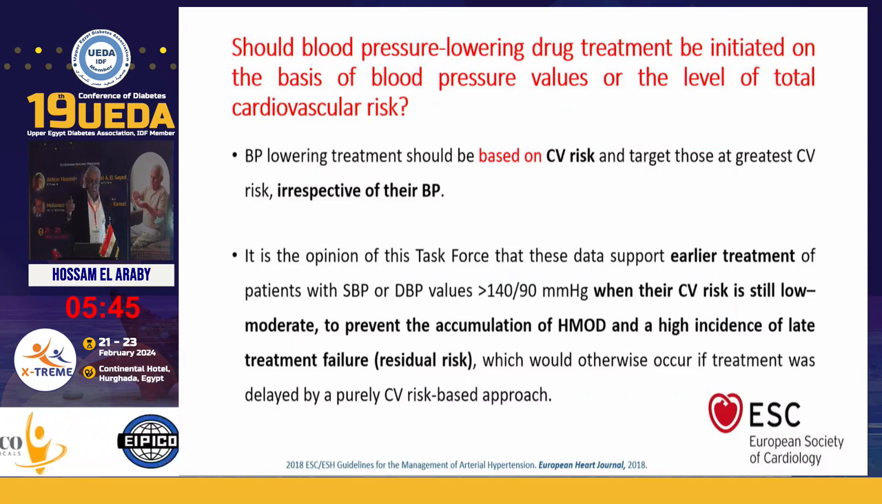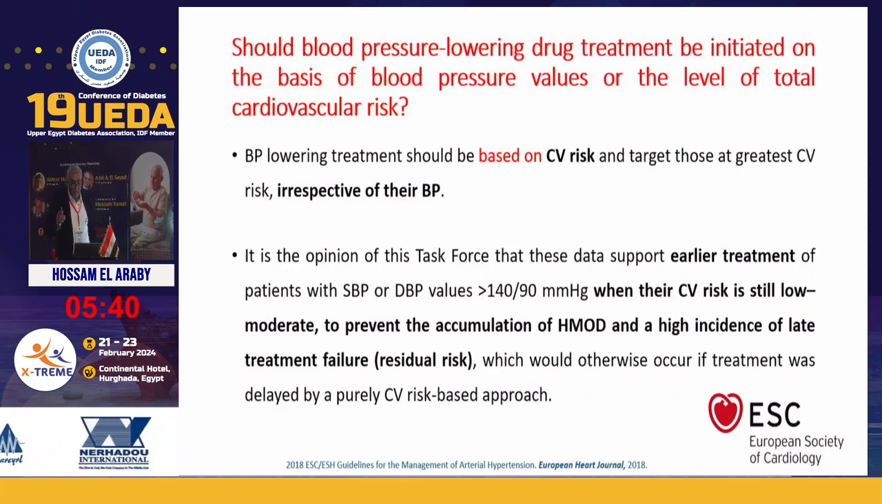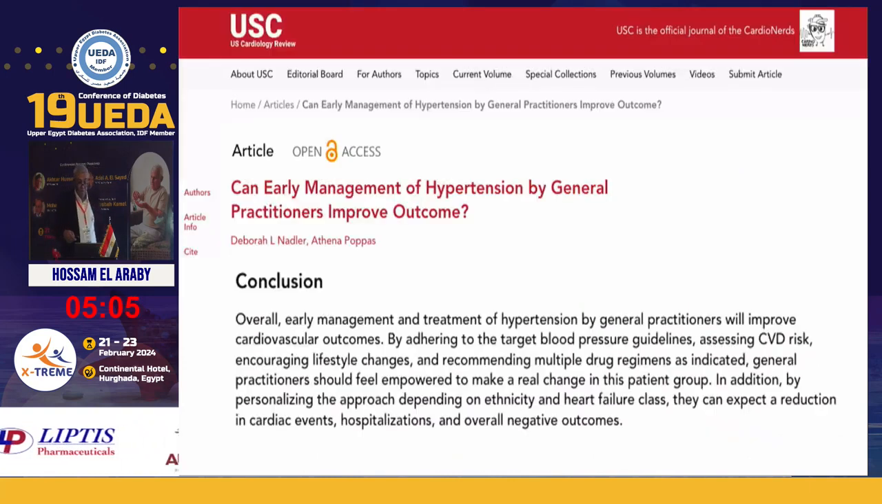So blood pressure lowering treatment should be based on cardiovascular risk and should target those at greatest cardiovascular risk irrespective of their blood pressure. It is the opinion of the task force of the hypertension guidelines to support earlier treatment of patients with systolic or diastolic blood pressure values more than 140/90 when cardiovascular risk is low or moderate, to prevent the accumulation of hypertension-mediated organ damage and the high incidence of late treatment failure and residual risk, which could otherwise occur if treatment was delayed by the patient or the physician.